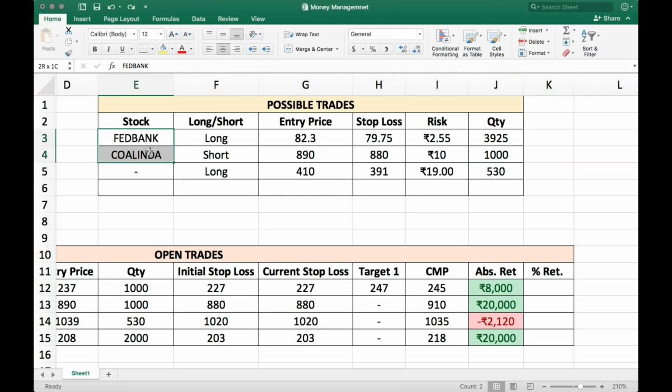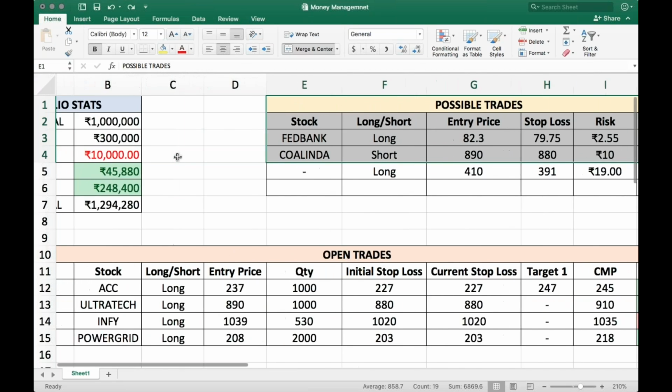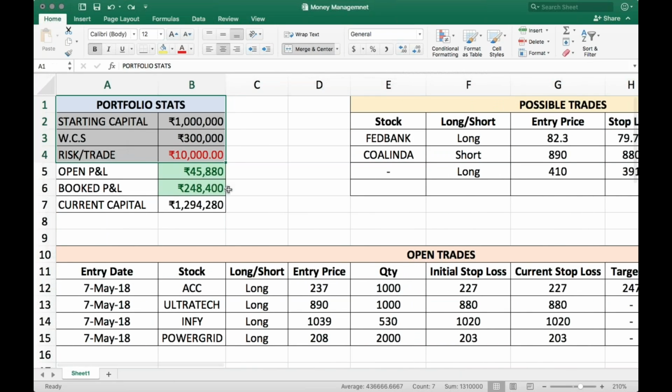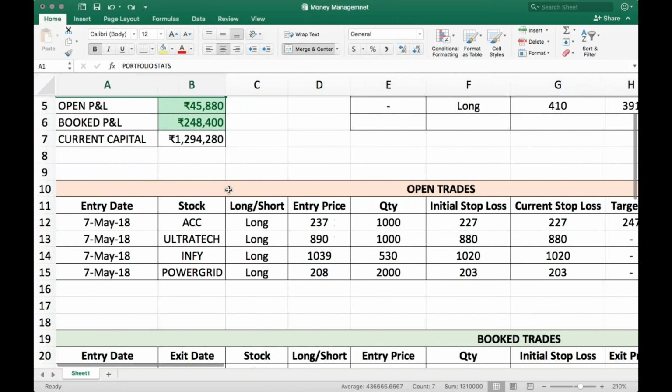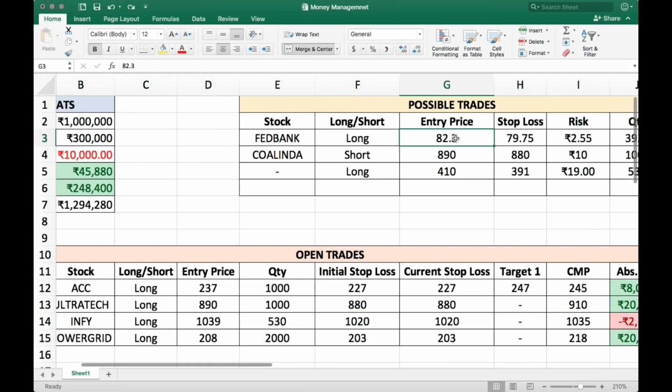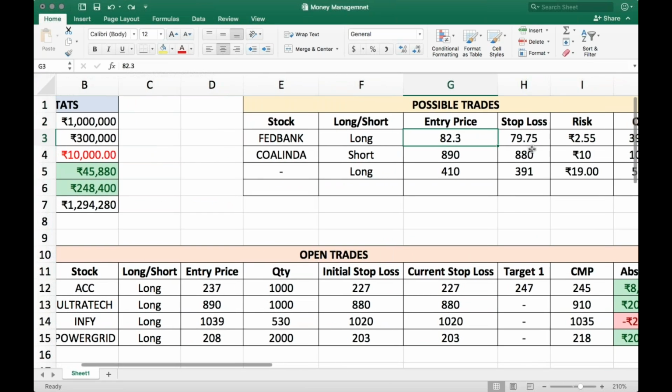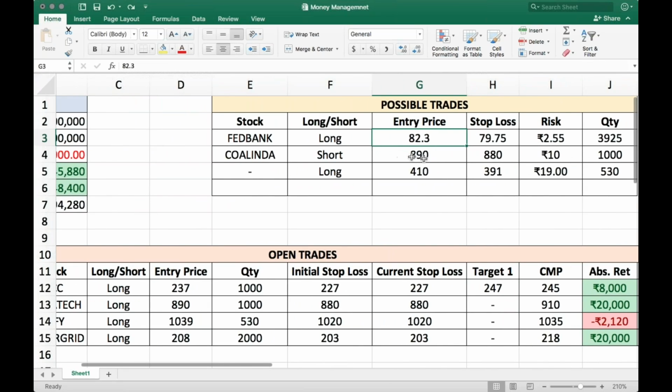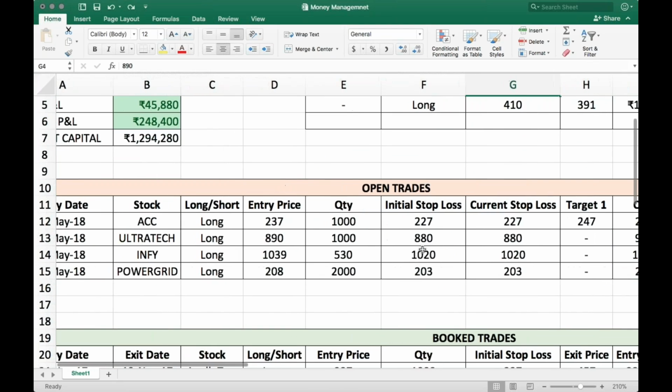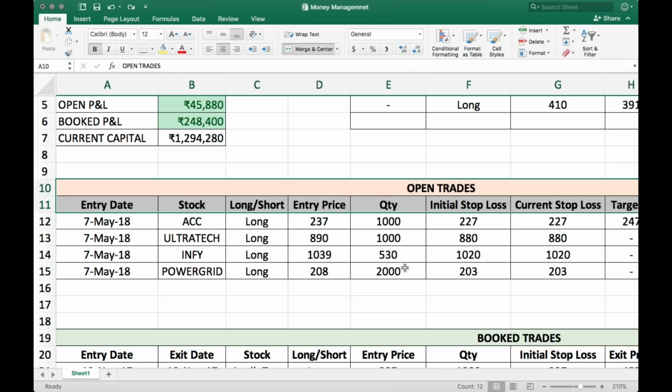Now you have done your preparation. This is preparation. And now you come to the market, and at the opening bell, 9:15 tomorrow, the market opens. It will do its own dance up and down till 3:30. Your Fed Bank can go above 82.3. The moment it goes, your long trade is triggered. You have bought. If Coal India falls below 890, your short trade is triggered. You have gone short. The moment your trade gets triggered, it becomes part of open trades.